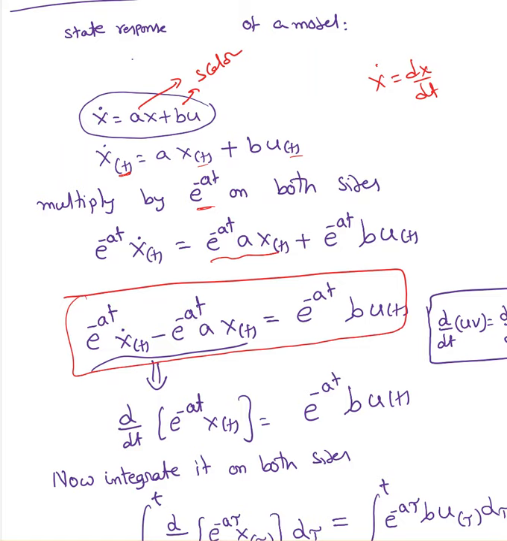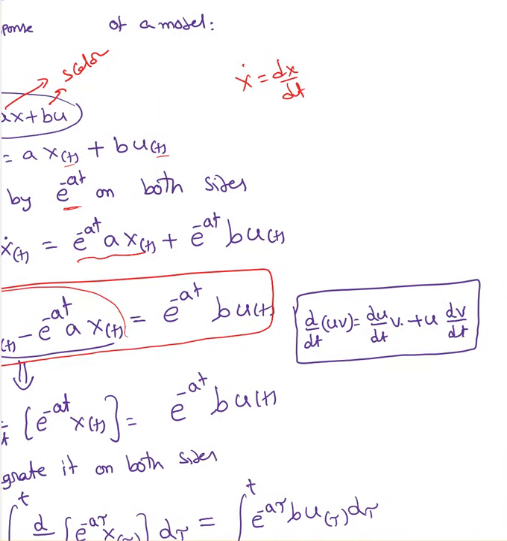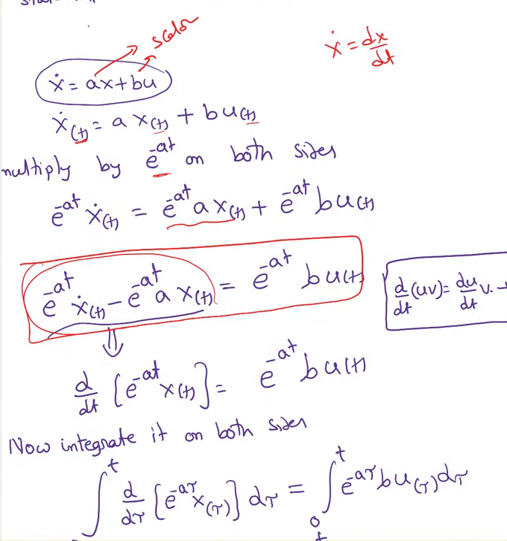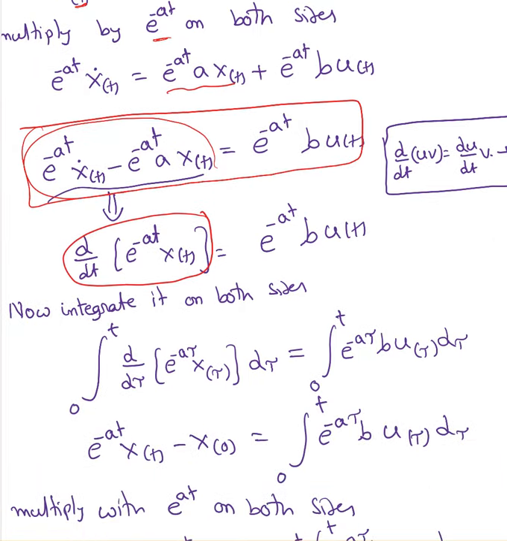Now on the left hand side, this is the same as the derivative of e to the power of minus at x of t. So I used this principle, d by dt of uv equal to du by dt times v plus u times dv by dt. By using this principle, this is equivalent to the above block. Now I'm going to integrate on both sides.